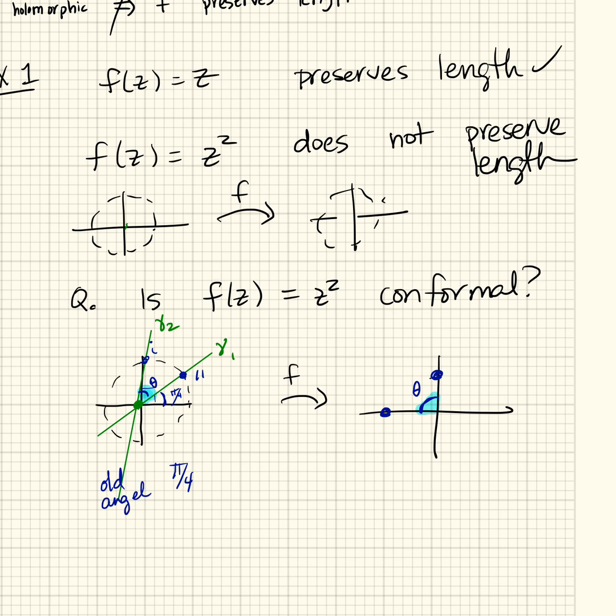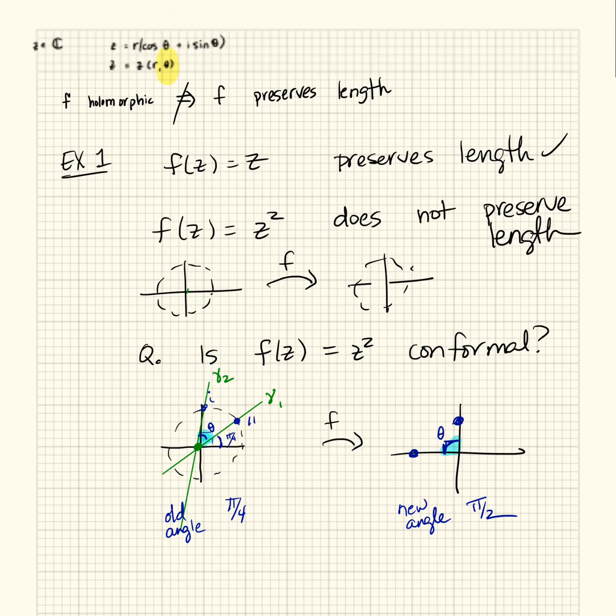I think that's angle. How do we spell it? Angle. Yes, that's better. My new angle would be pi over 2. What happened? I thought that holomorphic functions were supposed to be conformal. We did not preserve angle. We doubled the angle. Here's what happened.